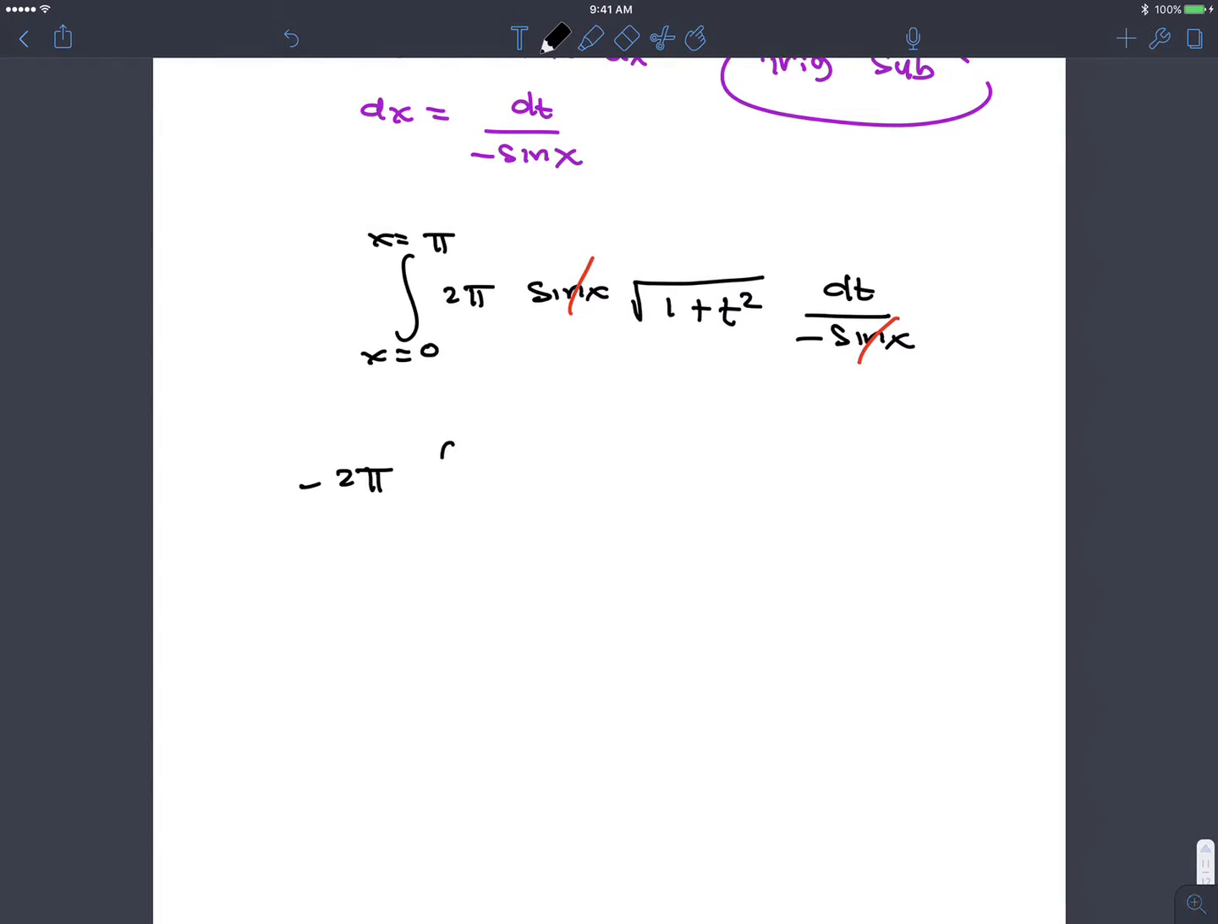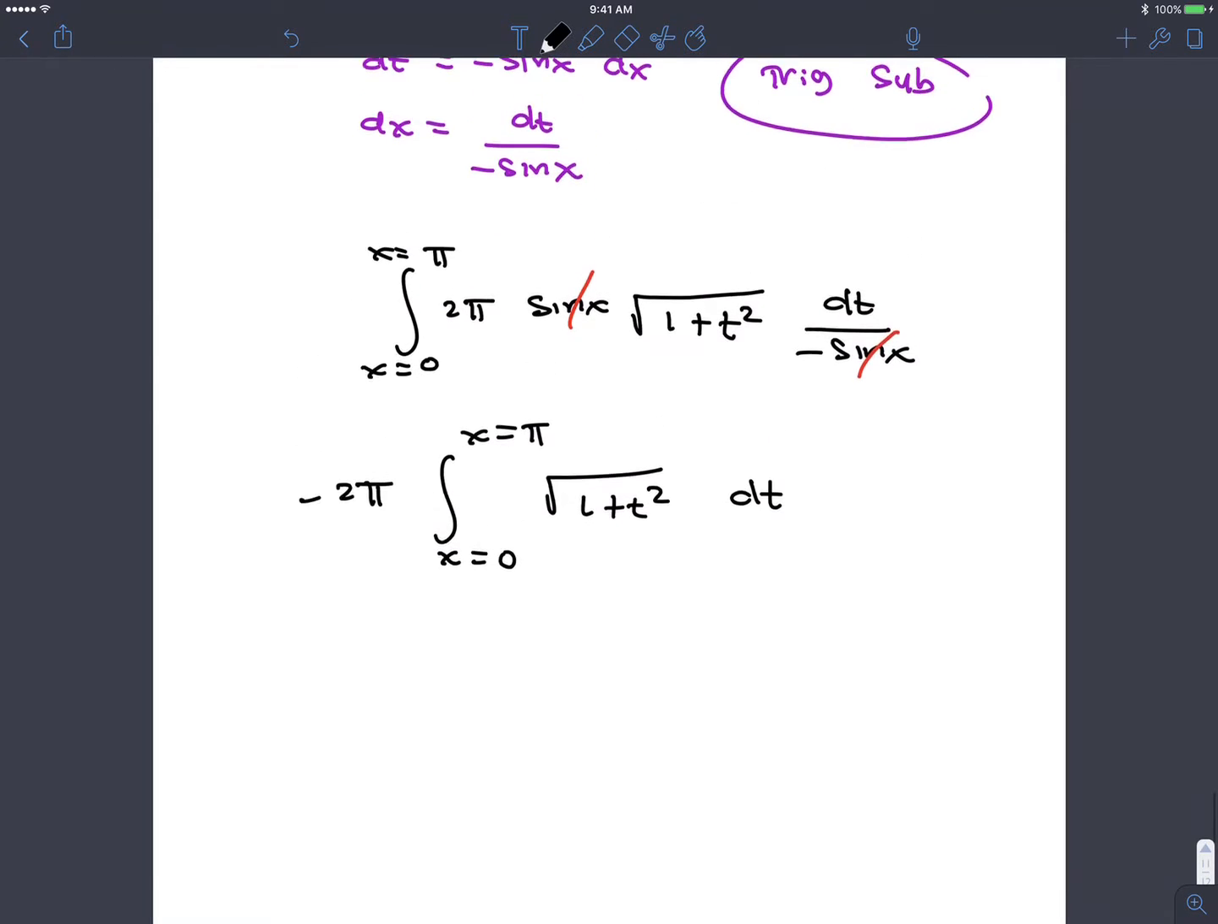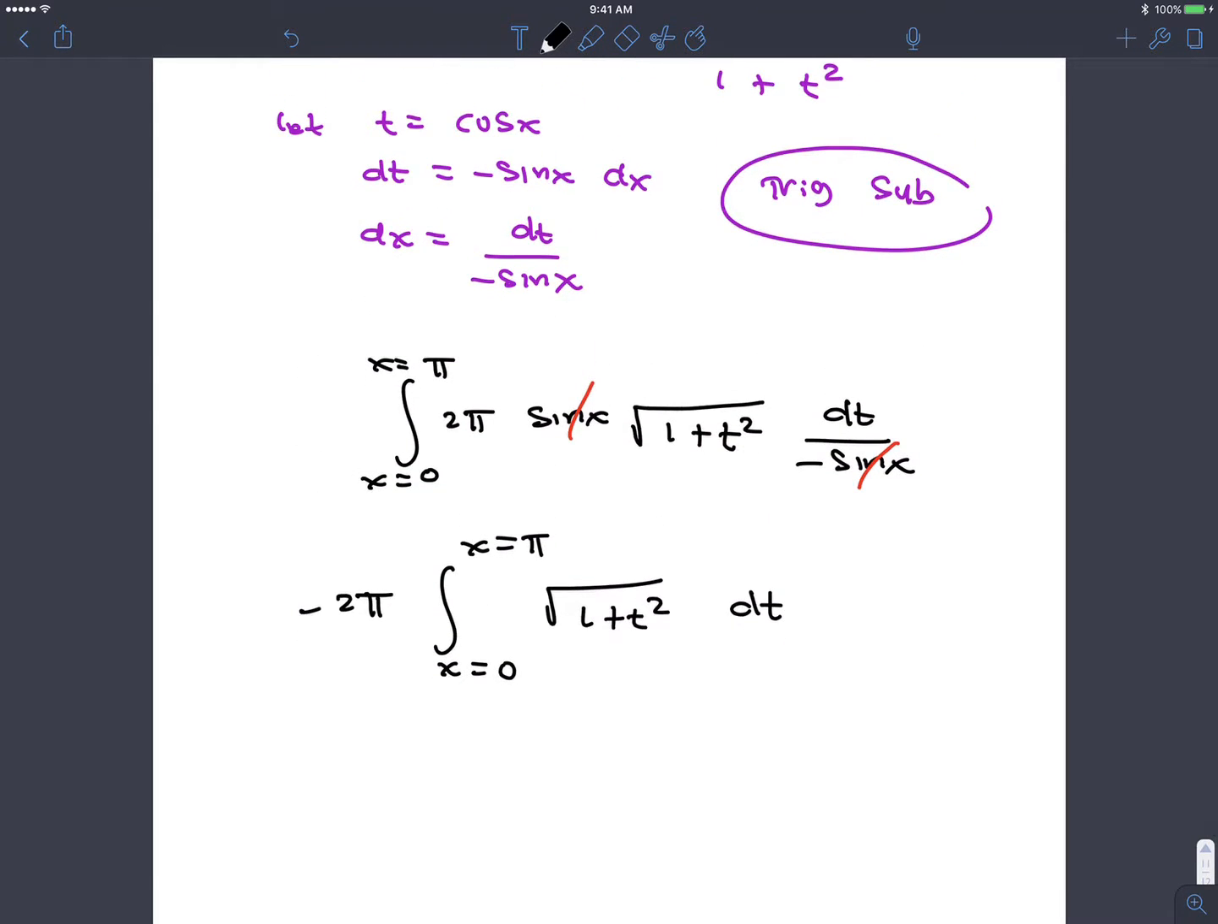Negative 2 pi. x is 0, x is pi. And we get the square root now, 1 plus what? t squared dt. Now, what is t again? Do you guys know what t is? t is cosine. Is that true?